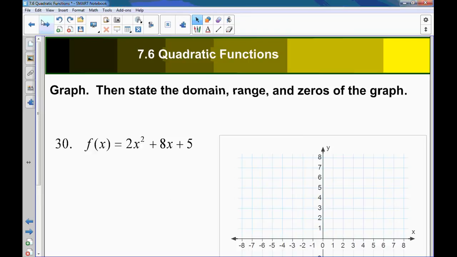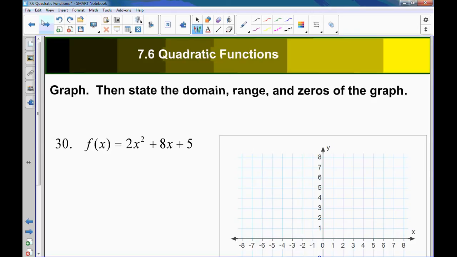One final topic that we're going to talk about in 7.6. Bear with me, we're almost done. 7.6, okay, we're going to have to graph. We're going to have to state the domain, range, and zeros of the graph. Whoa, these are old terms. I know it's been a long time, but let's just review.